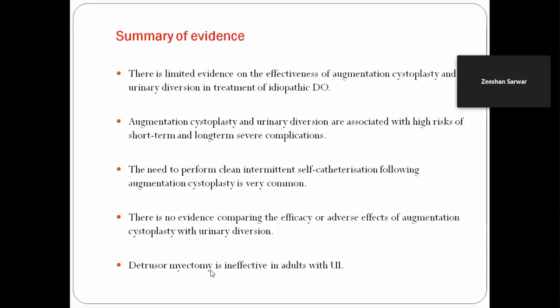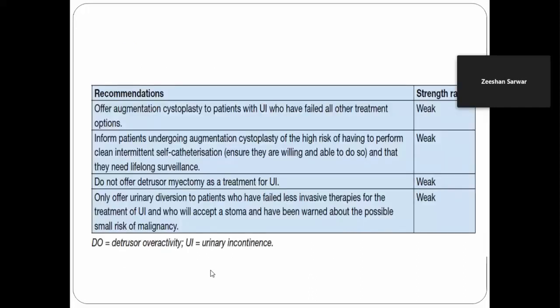Detrusor myectomy is ineffective in adults with urinary incontinence. So the recommendations are: offer augmentation cystoplasty to patients with urinary incontinence who have failed all other treatment options. Inform patients undergoing augmentation cystoplasty of the high risk of having to perform clean intermittent self-catheterization and that they need lifelong surveillance.